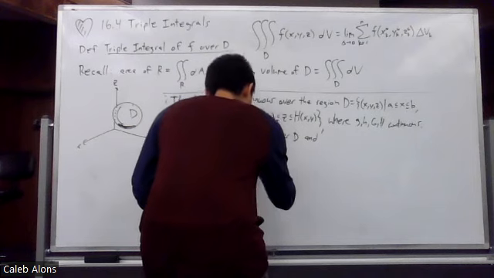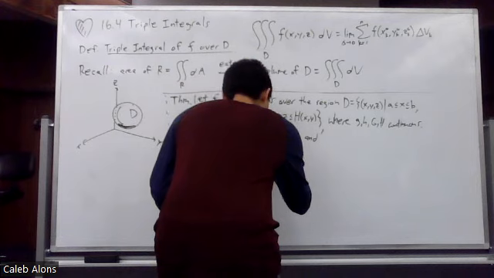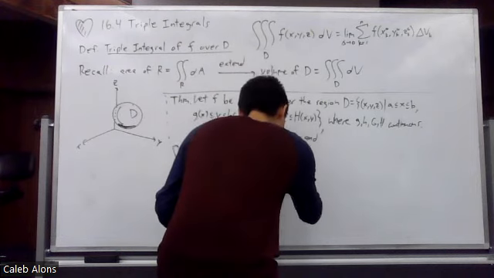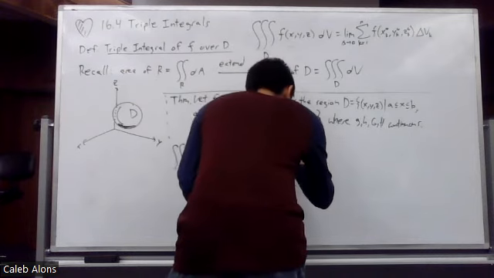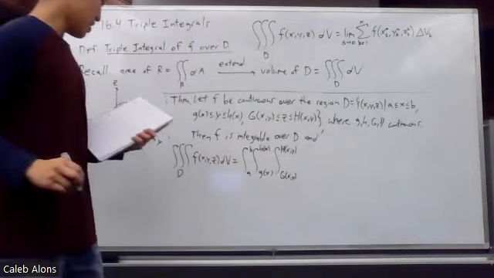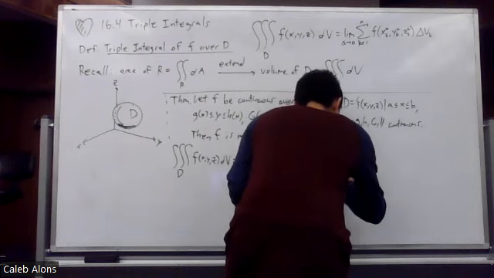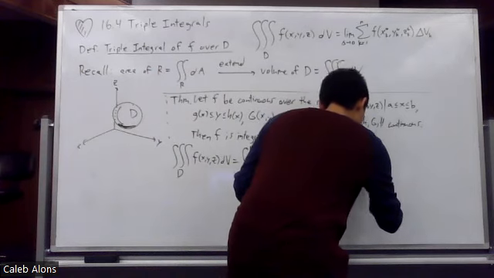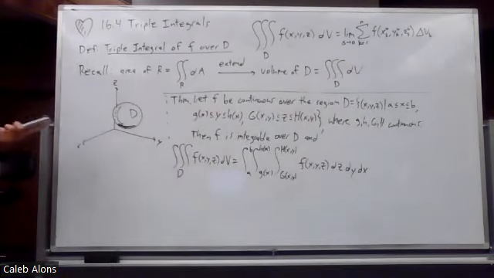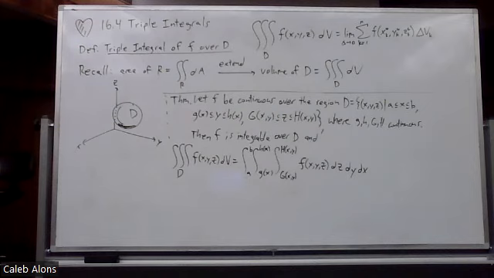We have a to b, then the y's next, so little g of x to little h of x. Then the z's go first, so that would be big G of x, y to big H of x, y. Then we still have our function inside, f of x, y, z, dz. We do z first, then y next, and lastly x. Cool. Questions, comments, concerns?